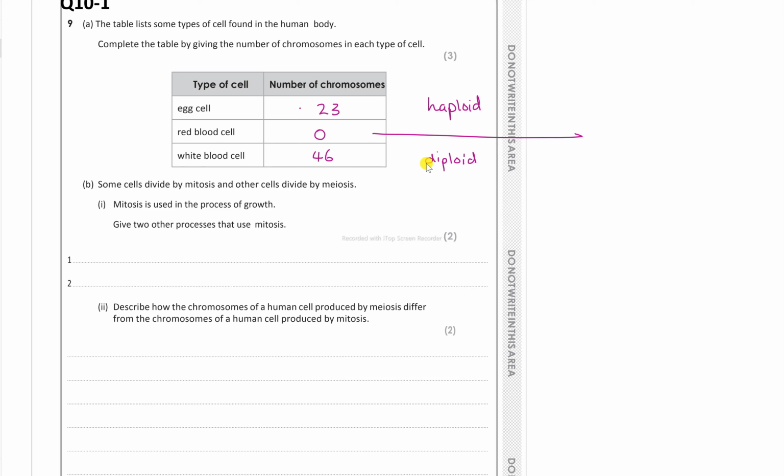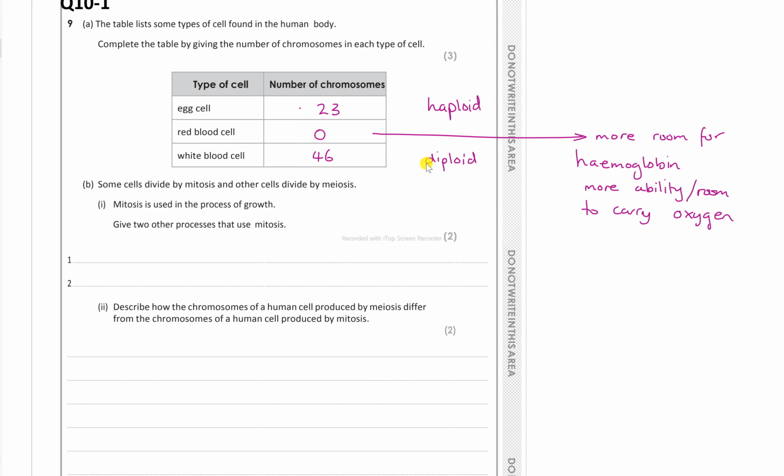And why do red blood cells not have a nucleus? Because there's more room for hemoglobin. So that means there's more oxygen carrying ability, more room, more capacity to carry or transport oxygen. Okay.